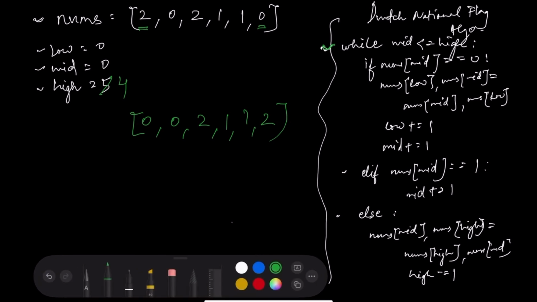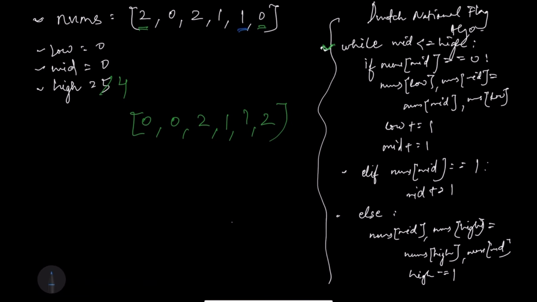Our high is now at this position. So we will check if our nums of mid is 0. See, our mid is 0. So as our nums of mid is 0, we will swap it with our nums of low. Our nums of low is also 0.